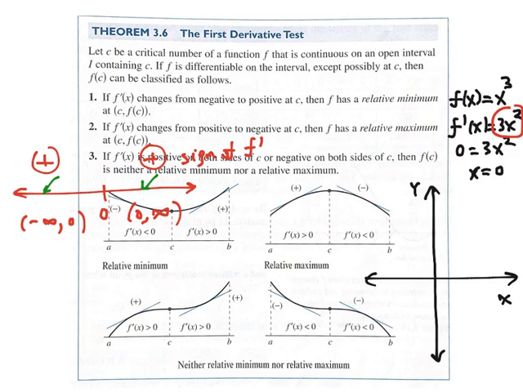So if the derivative is positive on both sides of the critical number or negative on both sides of the critical number, then f of c is neither a relative minimum nor a relative maximum, because the function, in our case with our particular example, would just be increasing throughout the domain. But there will be a horizontal tangent line at the critical number, but it does not yield a relative maximum or a relative minimum. And you know that the graph of f of x is equal to x cubed looks something like this.